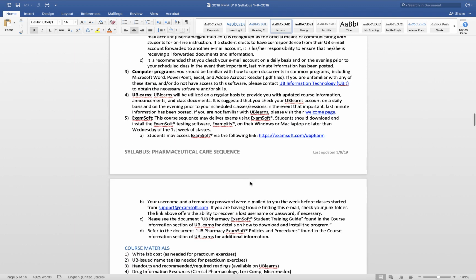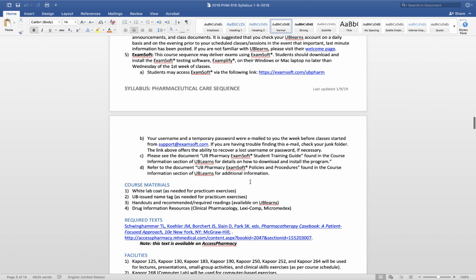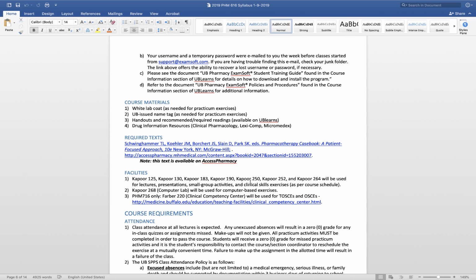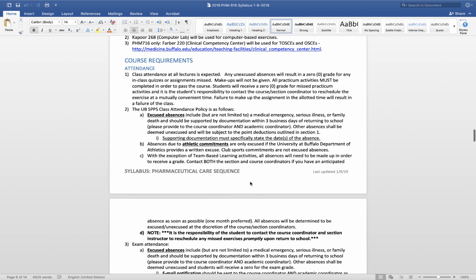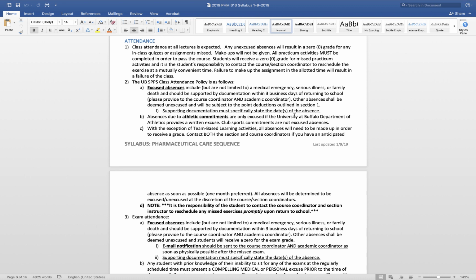The resources that you'll need will be listed within the specific weeks, so if you need professional dress, that's listed on UB Learns. If you need any electronic resources such as bringing your laptop, that'll be listed. Again, attendance at the practicums is expected, and excused absences are basically including medical emergency, serious illness, or family death, and you have to provide documentation relatively quickly. So if something happens, make sure you contact myself or Kelly immediately so that we can get the ball rolling with either your excused absence or figuring out a makeup date.